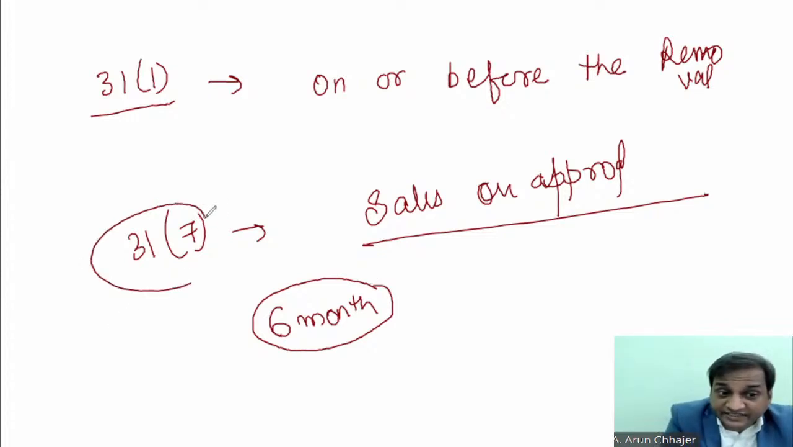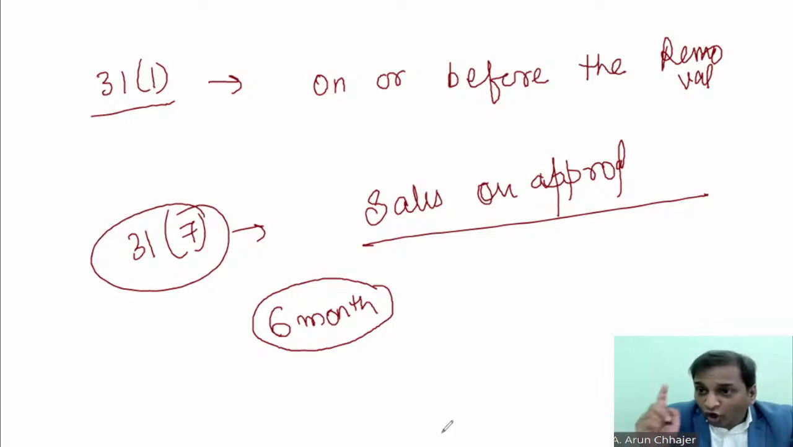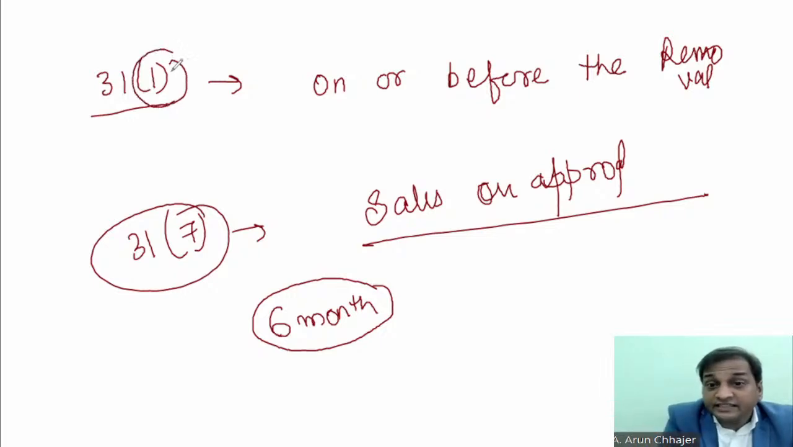Relevance of 31.7. Normally 31.1 is saying that you have to issue the tax invoice on or before the removal of the goods. Matter closed. But can I delay the invoice? Suppose I'm removing the goods right now. Can I delay? Yes, you can delay.